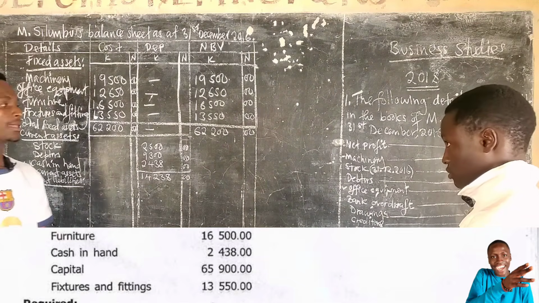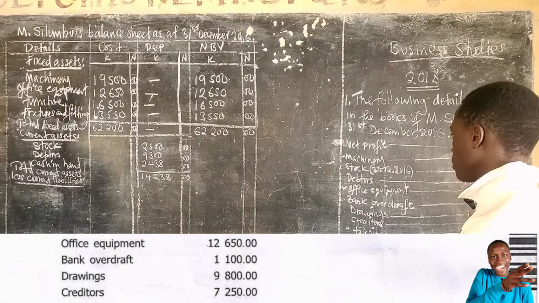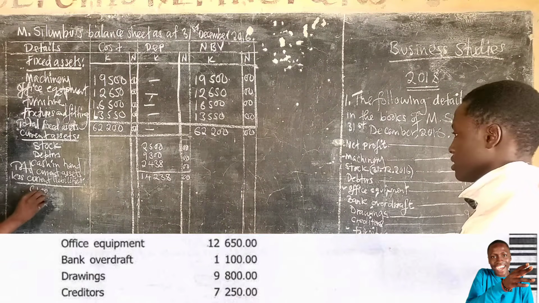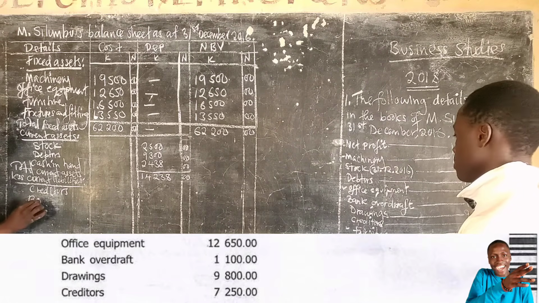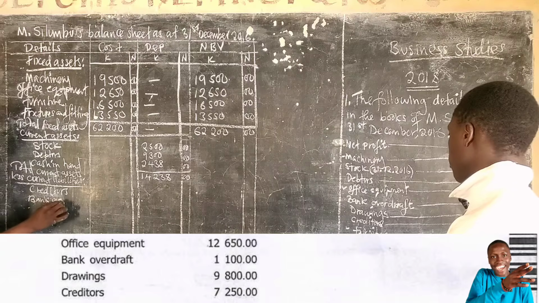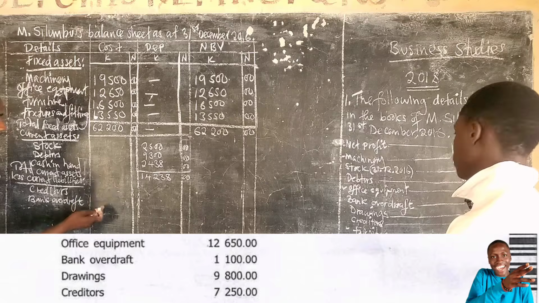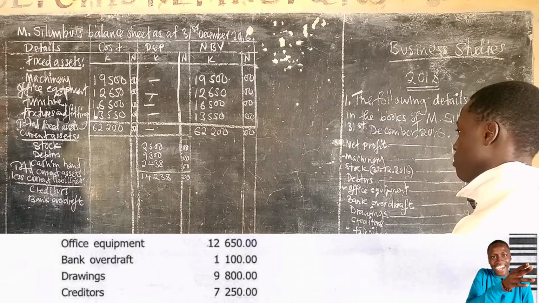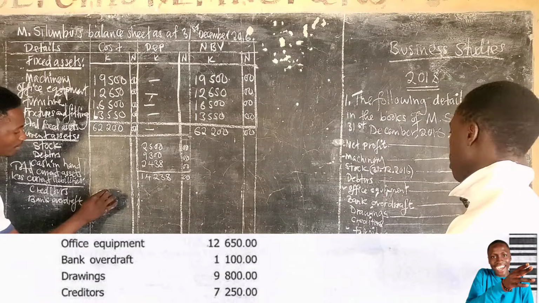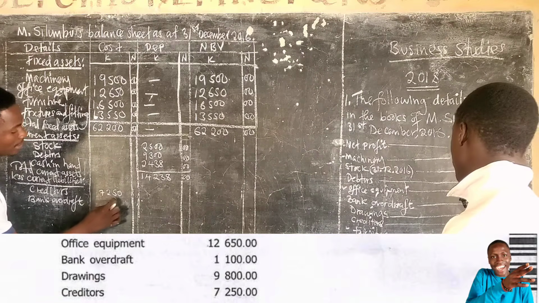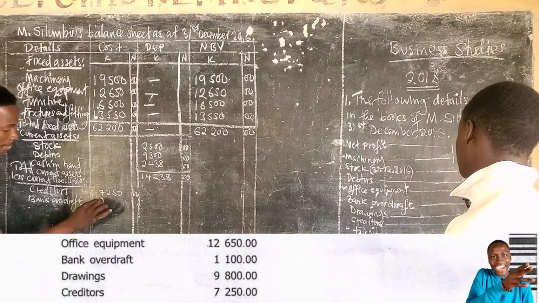All right. Now we have two, right? Yes. Creditors, and the bank overdraft. So both figures we're going to write in the middle column. How much creditors? 7,250. Like this? Yes. Okay. Then bank overdraft? 1,100.